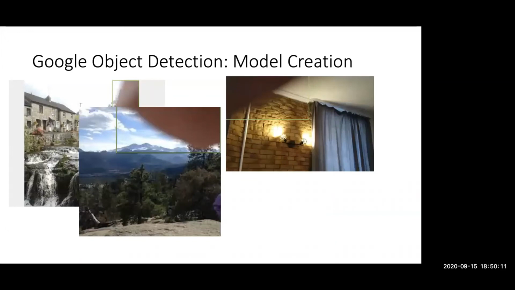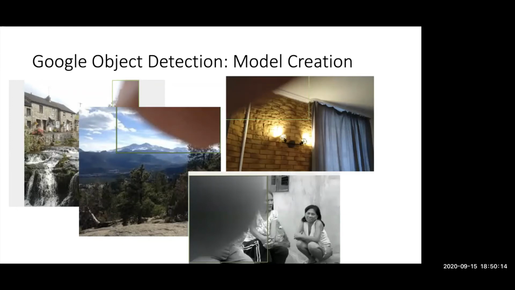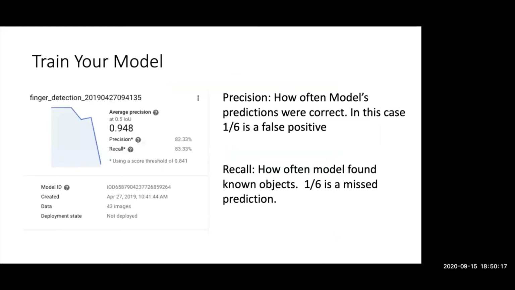And so I ended up with like 43 images that I trained my model with. And what you can see is I'm getting an average precision of 94%. And so my precision is 5 out of 6 times it's right. The recall is how often it found an object, and how often it missed a prediction. It's wrong 1/6 of the time here as well. And so basically, when you're training a model, it has your training set and a test set. And with such a small number, there were only 6 files in my test set, which is why it's always 1/6 off.